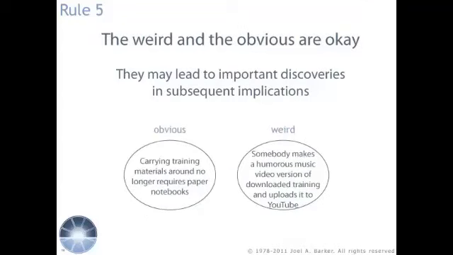Rule 5. The weird and the obvious are okay. Just as long as they're possibilities, they are acceptable. The reason for this rule is important. A weird implication may trigger in someone else's mind the most important implication of the entire arc. If the weird implication has been suppressed, the important one never would have surfaced. The same goes for obvious implications.